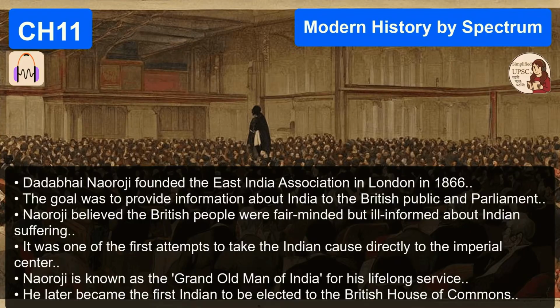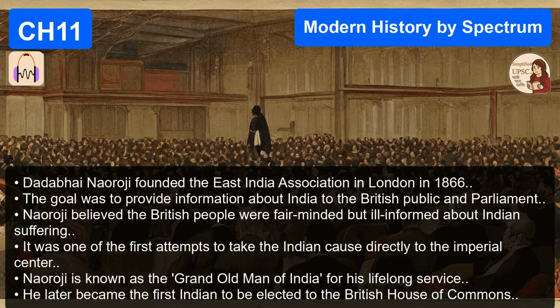Let's start with Bengal because that really was the hotbed of all this early intellectual activity. Bengal is crucial. First, you have to know the East India Association. Okay, East India Association. Now, this is a trick question waiting to happen. Yeah. Because it was founded in 1866, but it wasn't founded in India. It was organized in London by the grand old man himself, Dadabhai Naoroji. London? Yeah. I mean, that seems completely counterintuitive. If you want to change policies in India, why set up shop in London?